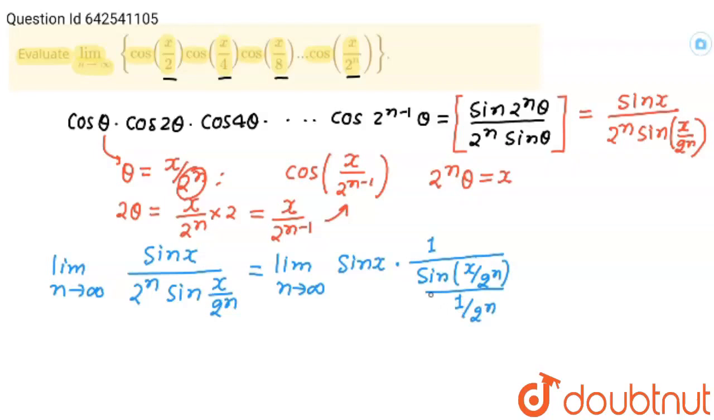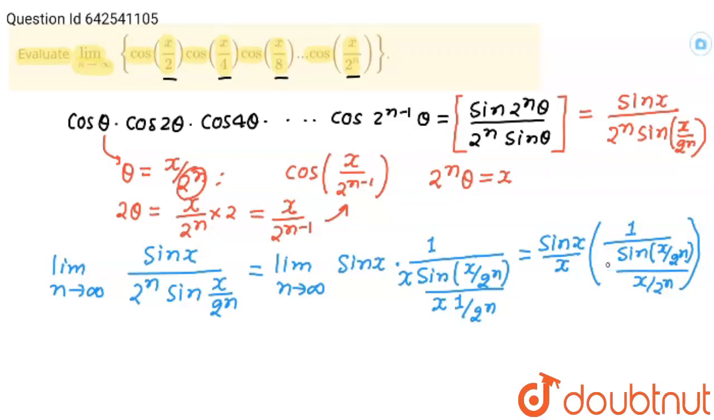Now here I am going to multiply and divide this with x. Why I am doing this, I will tell you. Multiply and divide this with x. So what will we get? sin x upon x here, sin x upon x over here. Next, this will become 1 upon sin(x upon 2^n) upon (x upon 2^n).